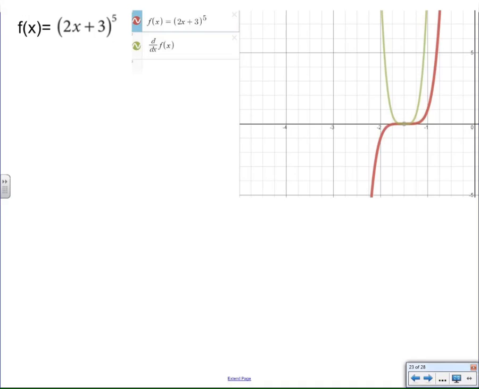So those are the things that we are to think about. So when I take my derivative, I should get a function that's definitely always going to be positive, and it's shifted over 1.5. So that's kind of my objective.